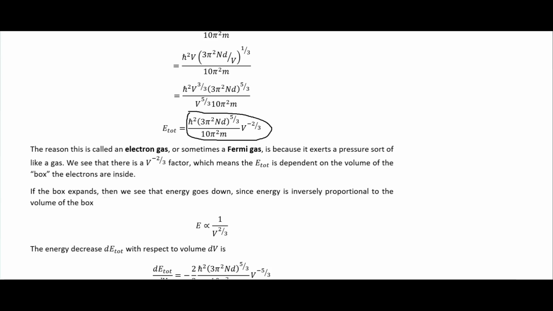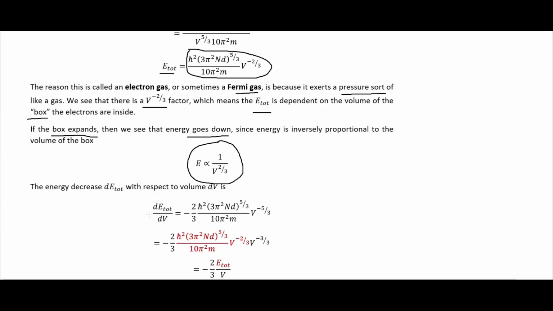And so the reason that this is called an electron gas, or sometimes a Fermi gas, is because it exerts a pressure sort of like a gas. So what we see is that there is this 1 over v to the 2/3 power factor, which is inversely proportional to the energy. So we have this down here. The energy and the volume are inversely proportional, which means that the total energy is dependent on the volume of the box the electrons are inside. And so if the box expands, then the energy goes down, since energy is inversely proportional to the volume of the box.